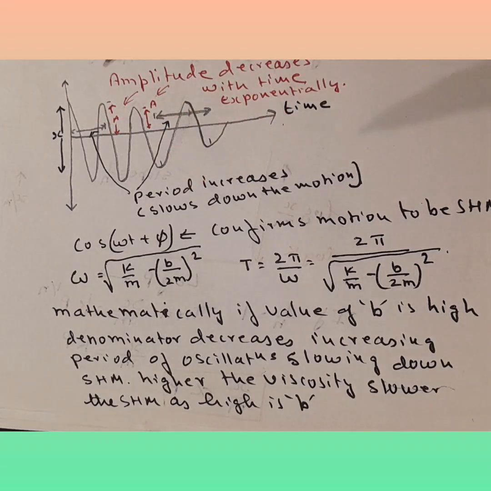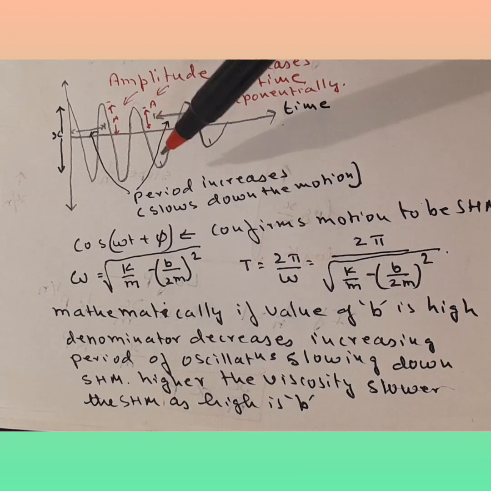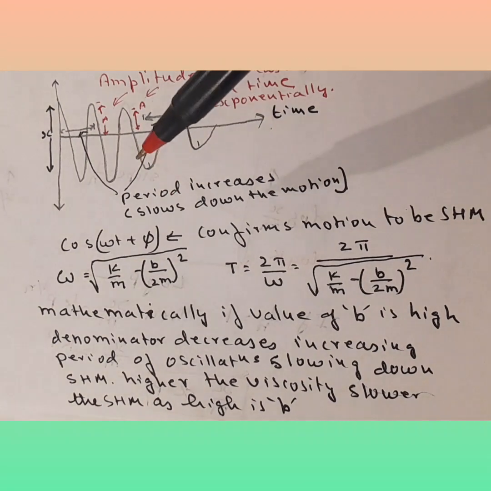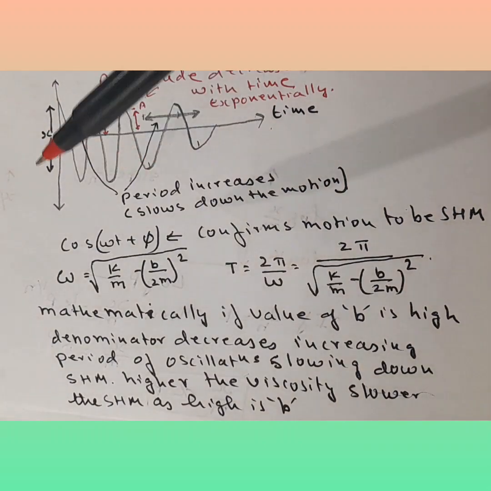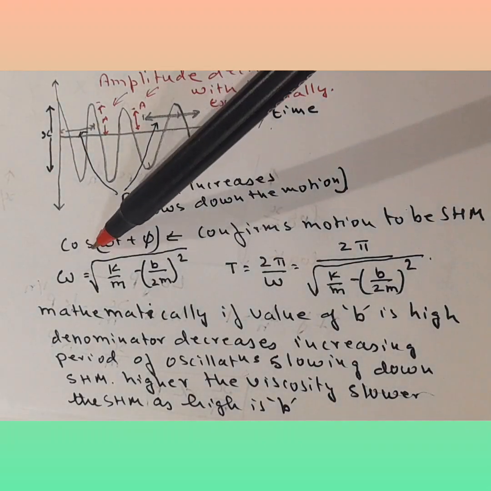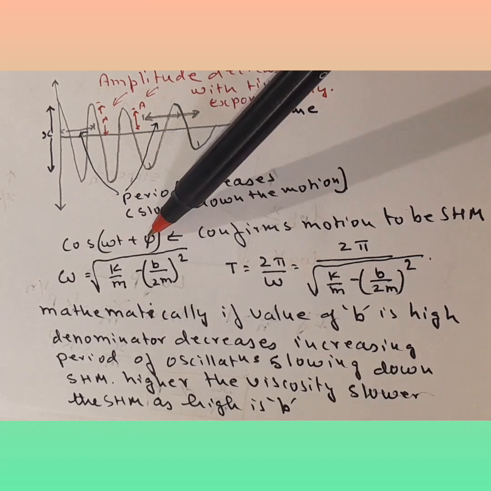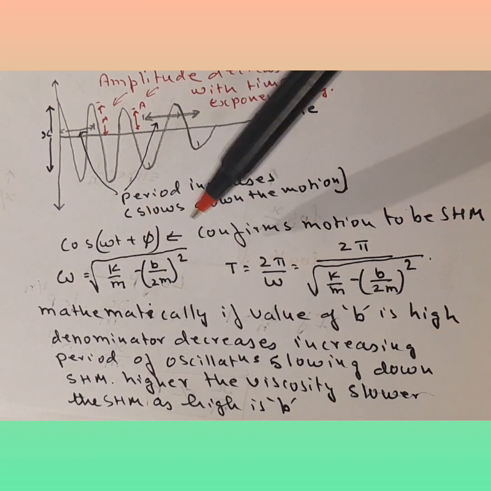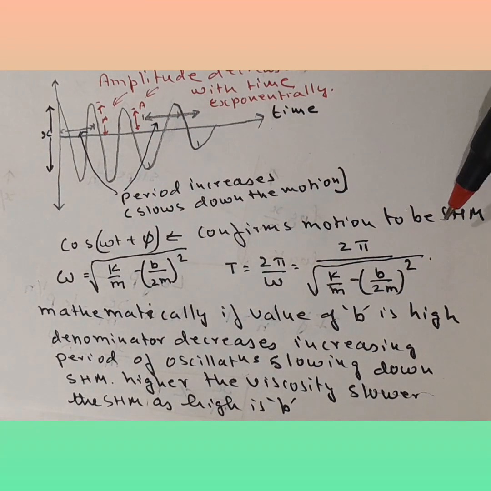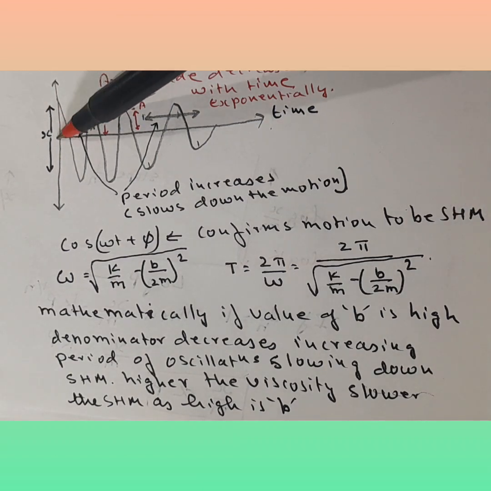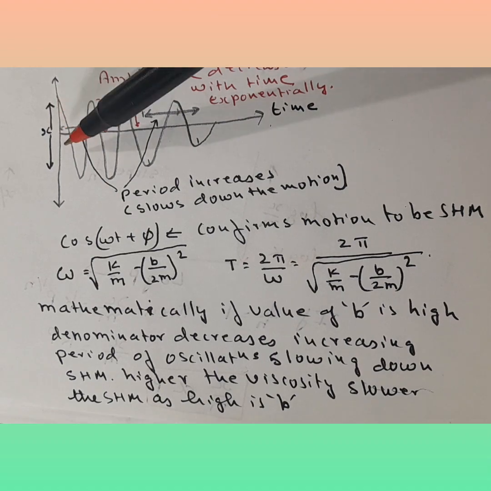That's what I have mentioned over here: amplitude decreases with time exponentially and the period increases. Let's try to understand. Already derived: cos(ωt + φ). That confirms the motion to be SHM, a cos curve. If it had been a sine curve, it would have originated from the origin, but it does not.